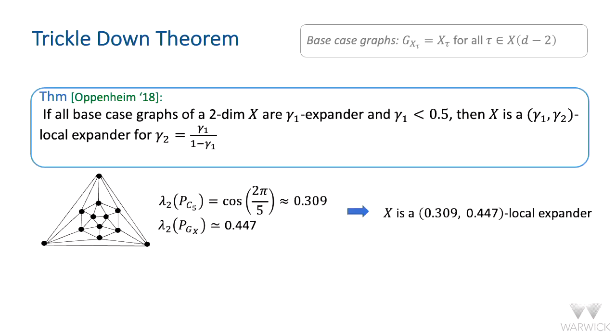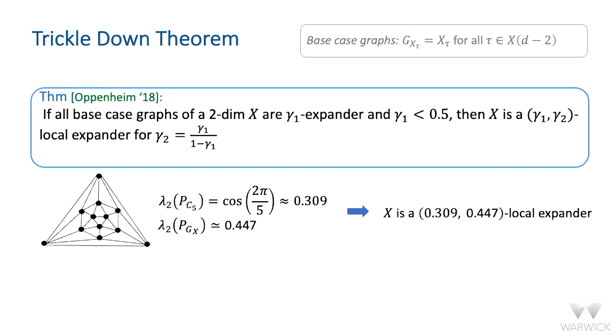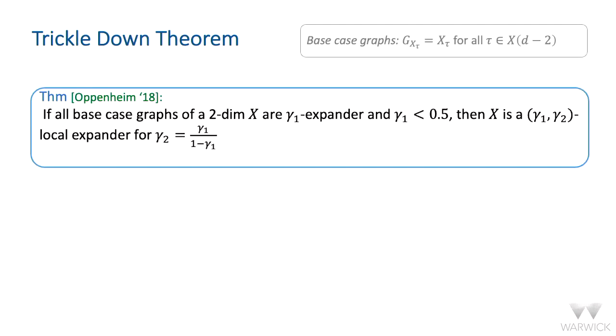So you can apply it to our graph. You see that gamma 1 is 0.309, and if you apply it, you get 0.449 for gamma 2, which is actually quite close. The right bound is 0.447. So you apply this, you get 0.449.